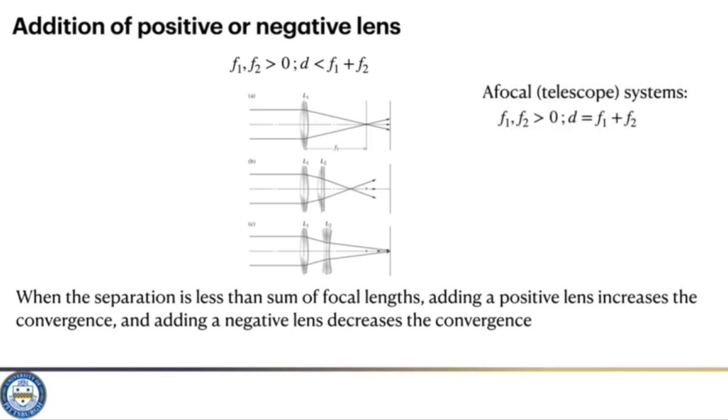And you may be wondering, well, what about the situation when D is equal to F1 plus F2? Well, those are called afocal systems or telescope systems, and we'll come back to them when we discuss telescopes.